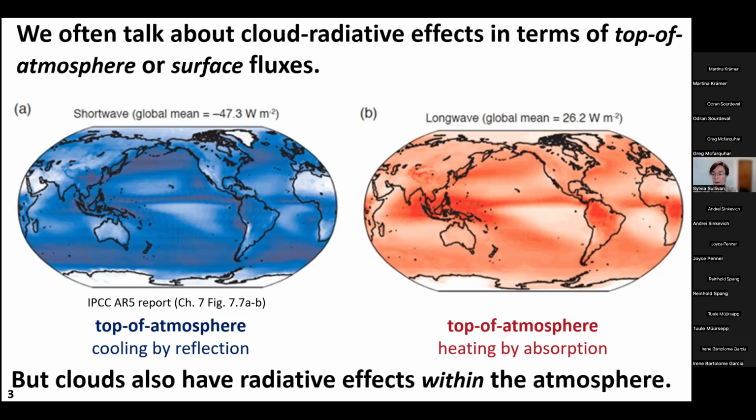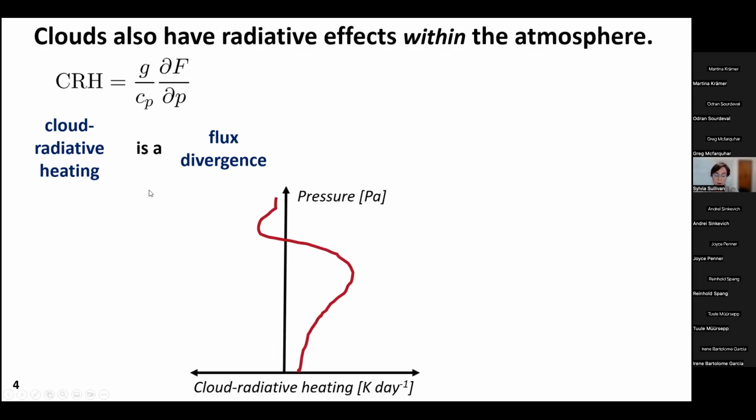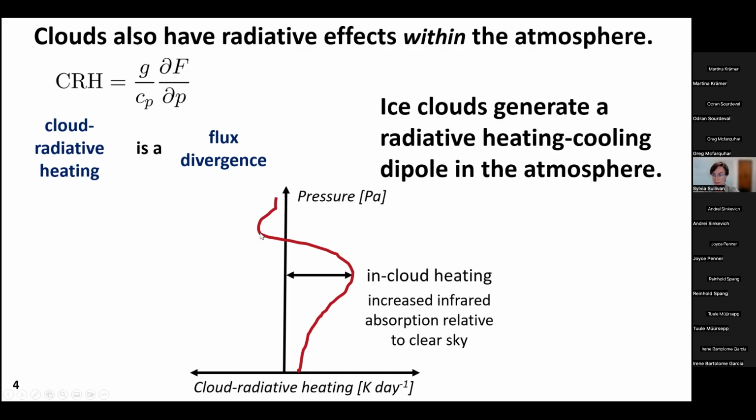But along with these two-dimensional radiative effects, clouds also have a three-dimensional radiative effect within the atmosphere. We talk about that in terms of a heating rate, a cloud radiative heating. That's a flux divergence, so how much these two-dimensional fluxes change as a function of altitude or pressure. You see a qualitative picture of one of these cloud radiative heating profiles at the bottom. This is a profile that would be associated with ice cloud outflow. Ice clouds generate a radiative heating and cooling dipole in the atmosphere.